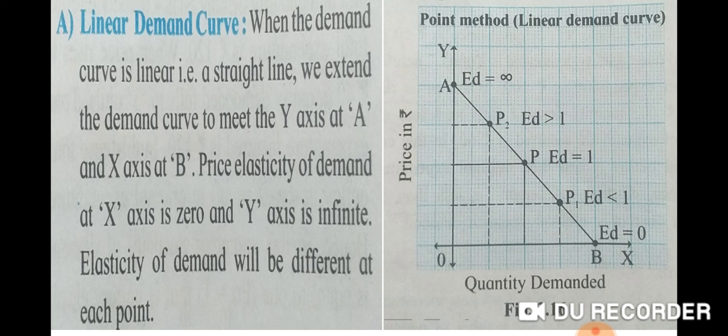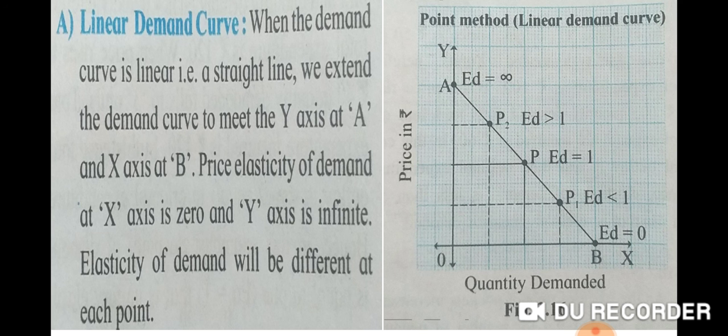Elasticity of demand will be different at each point. Here, at each and every point plotted on the diagram, price elasticity of demand is different. Let us assume that AB is a demand curve in the diagram shown. A touches the y-axis and B touches the x-axis. Its length is 8 centimeters. Point elasticity at various points on a linear demand curve can be measured as follows.